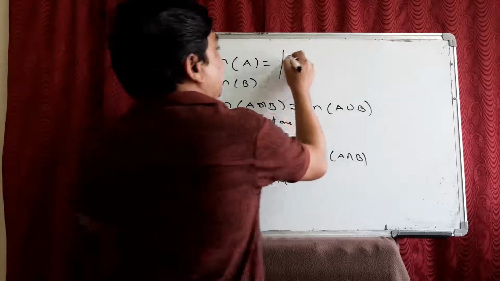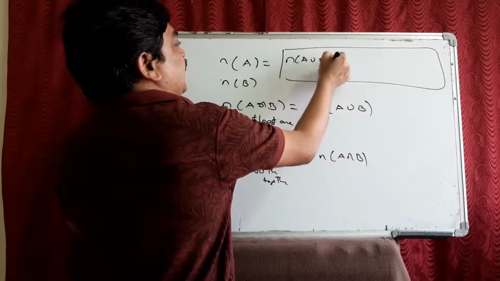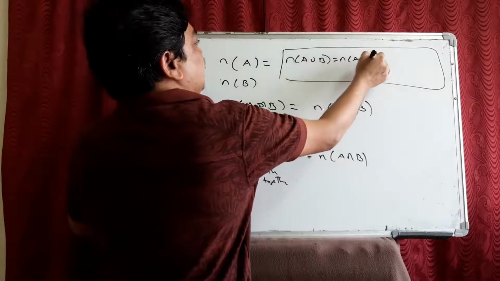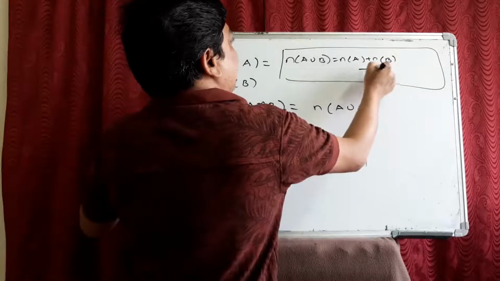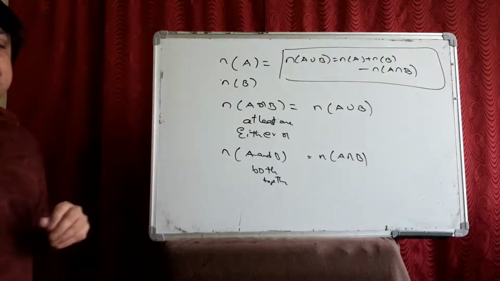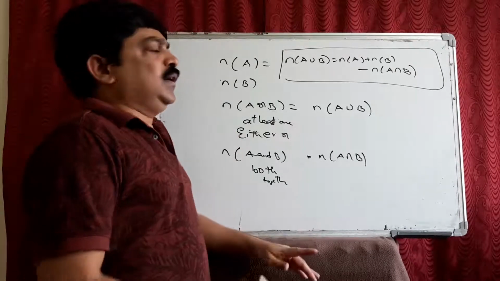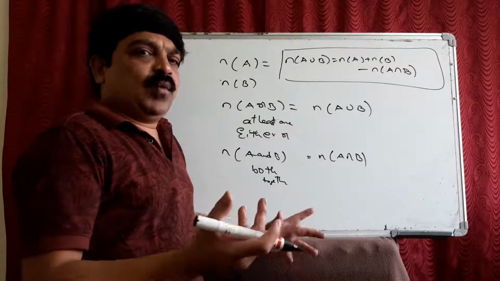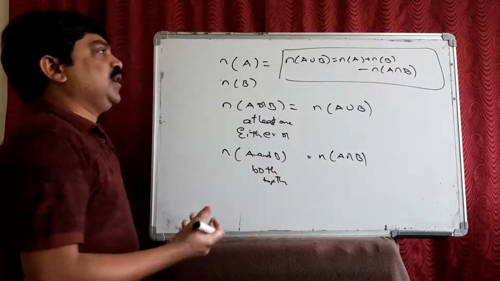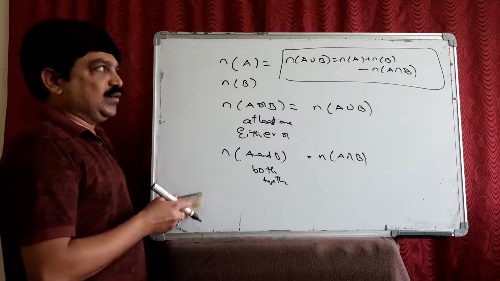The basic fundamental formula is n of A union B equals n of A plus n of B minus n of A intersection B, and we can also call it the addition theorem or union theorem, operations theorem, something like that. Now this is for two sets. For three sets also it is there, I tell you.